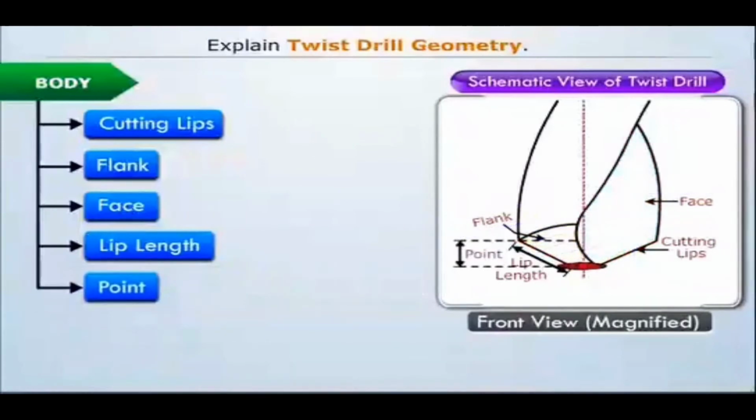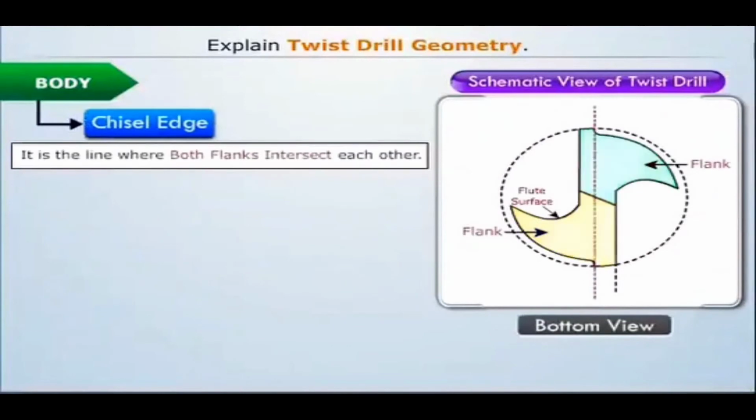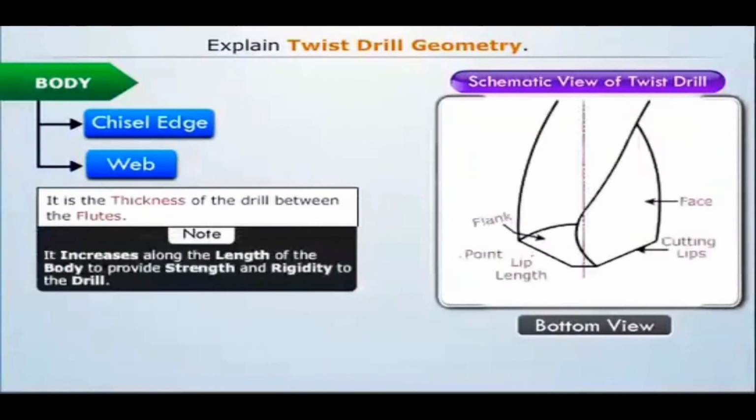Now let us see the bottom view of the body of the drill. We see that both the flanks intersect each other at this line. This line of intersection is known as the chisel edge. The thickness of the drill between the flutes is called the web. Note that the size of the web increases along the length of the drill. This is done to provide strength and rigidity to the drill.